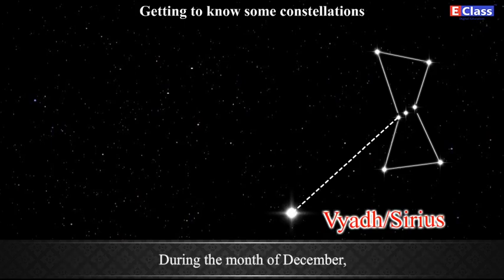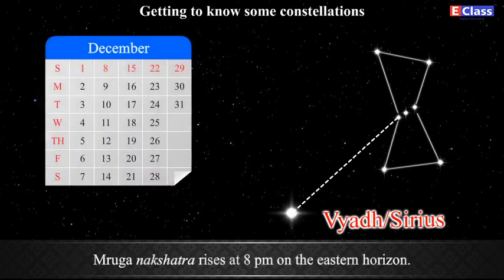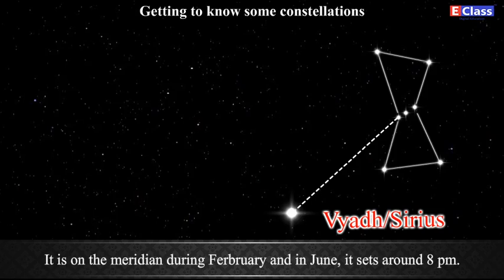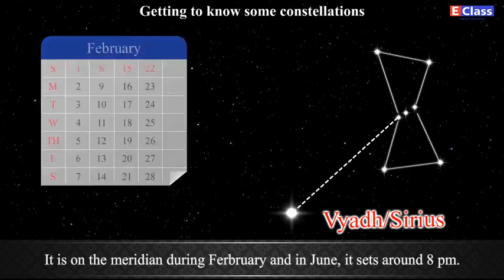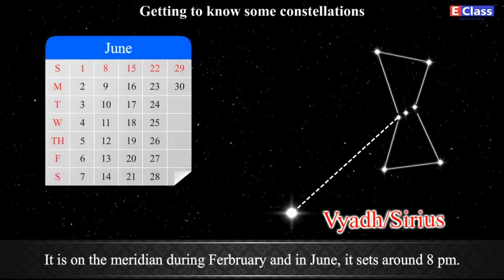During the month of December, Mrug Nakshatra rises at 8 p.m. on the eastern horizon. It is on the meridian during February, and in June it sets around 8 p.m.